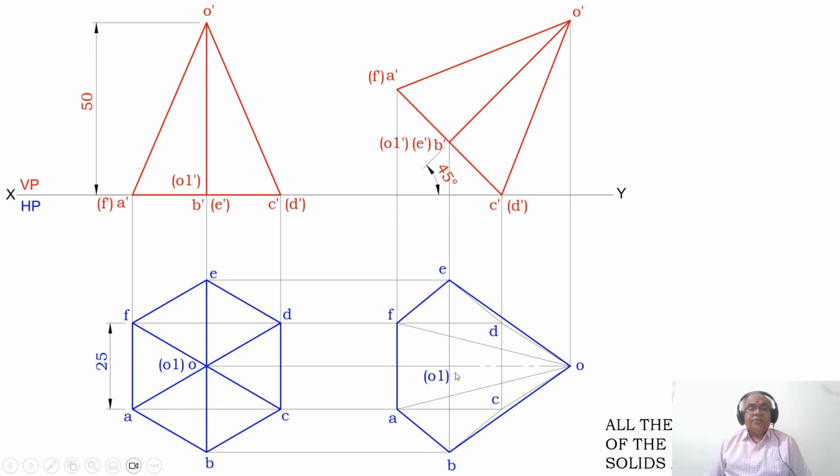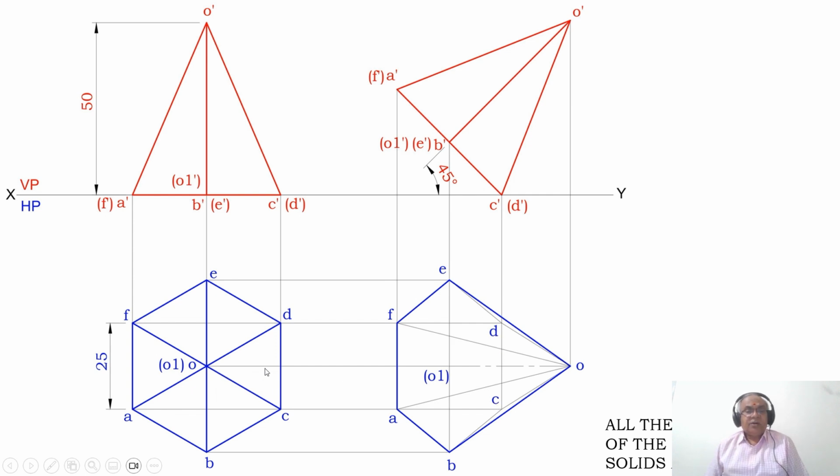And these two lines will intersect at these two points. You mark that point as B and you mark this point as E. Similarly, draw a vertical projector from C dash and D dash to the top view. Draw a horizontal projector from both C and D. These two lines will intersect at these two points. You mark that point as C and D.